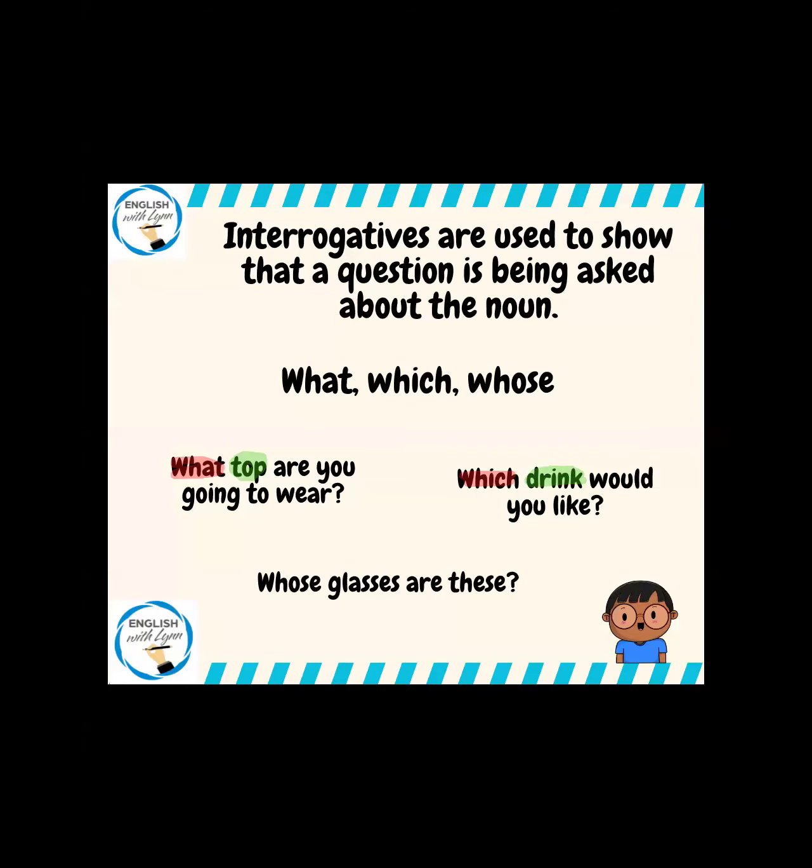And finally, whose glasses are these? The question word is whose, so the interrogative is whose. The noun that it is linked to is the glasses. So the speaker is asking, who do the glasses belong to? So they want to know whose glasses, right?